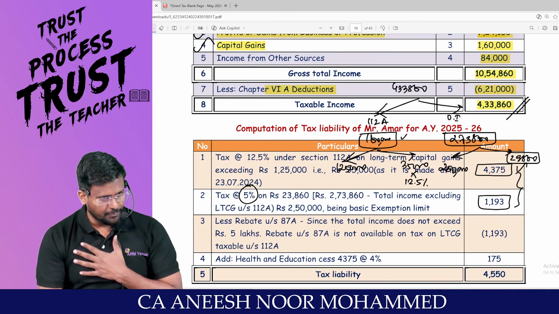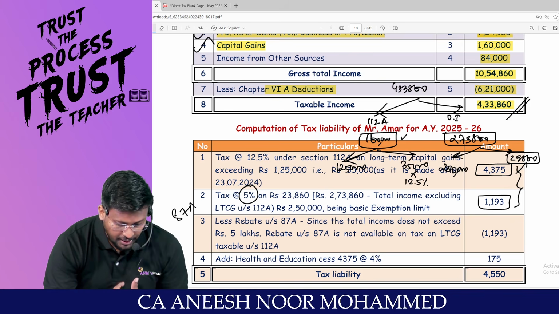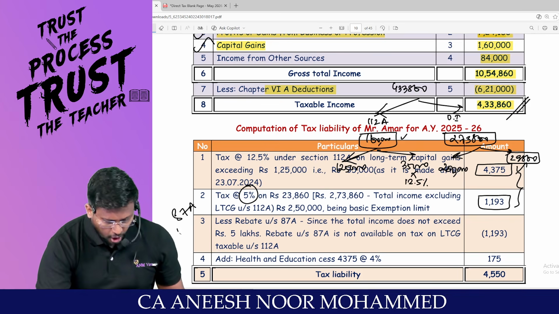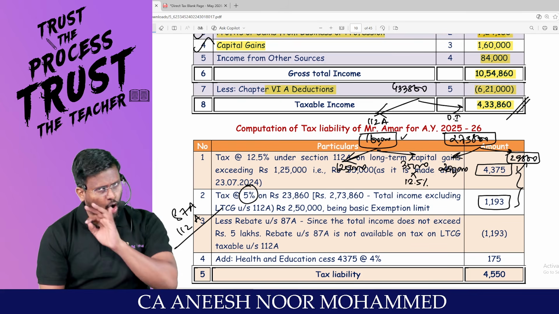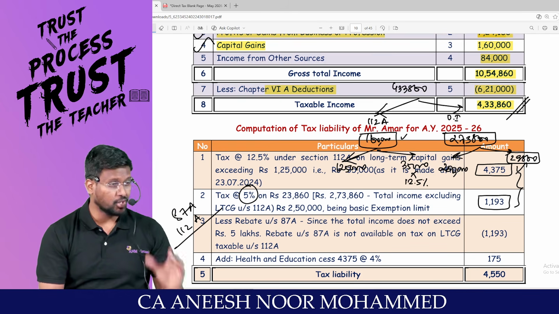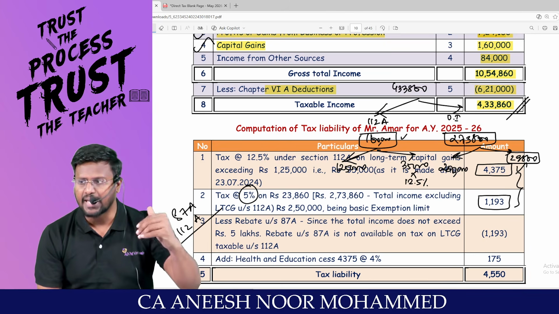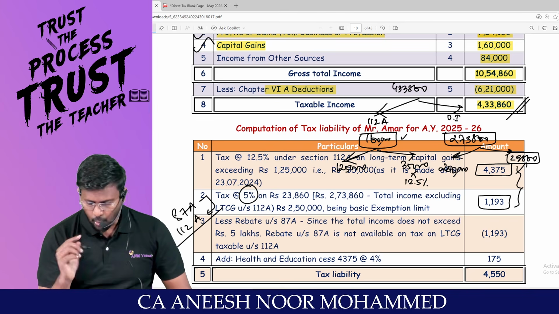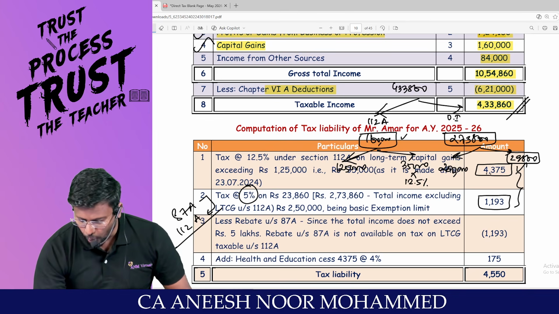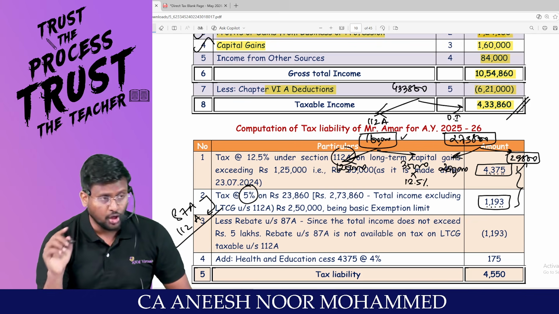Let me ask you one question. Does my total income exceed 5 lakh? Then I am entitled to claim rebate under 87A. But 87A will not be applicable to 112A. Are you all really with me? 87A rebate can be claimed on all income except 112A income, because already you enjoyed 1,25,000 rupees and you are paying only a tax of 12.5%. Again, if you are enjoying 87A, it will be unfair. Am I right? That's the logic. 87A will not be applicable to 112A. So, I am having 4,375. This is the tax for 112A. And this is the tax for the normal income.